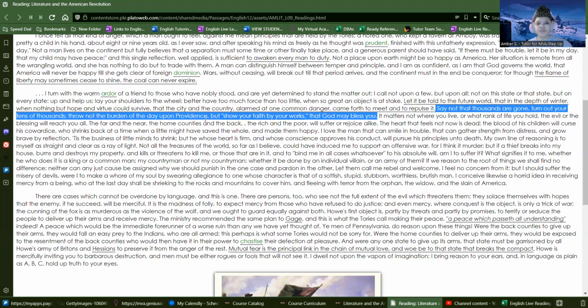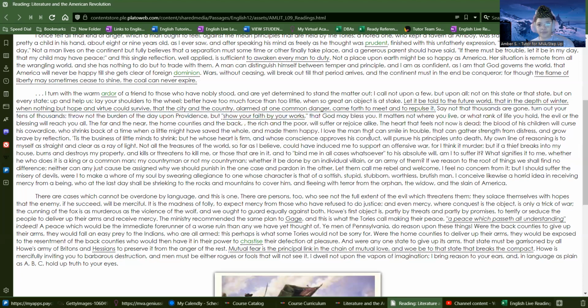So throw not the burden of the day upon providence means don't just say, like, Lord, take care of it and leave it there. He goes on to say, show your faith by your works. So this is a passage from the Bible. He's saying, don't just hope that things are going to get better. Be part of the force that makes it better so that God can bless you. Because if you're not doing anything, then you won't be able to receive the blessing that will help everyone else.